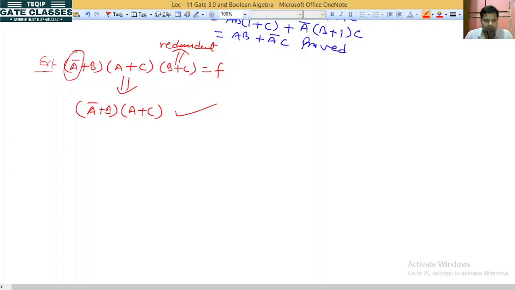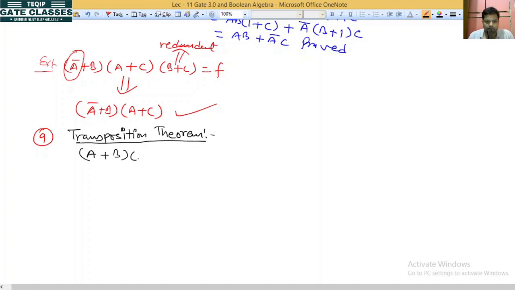The last theorem is, I think, the 9th. So the 9th theorem is the transposition theorem. What is the transposition theorem? If we have a plus b, a plus c, then you can write it as a plus bc. This is called the transposition theorem. Okay.